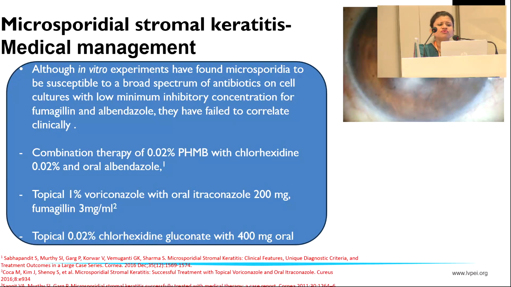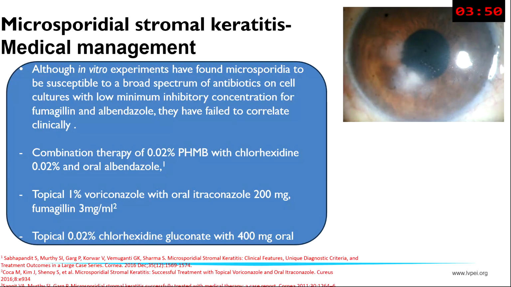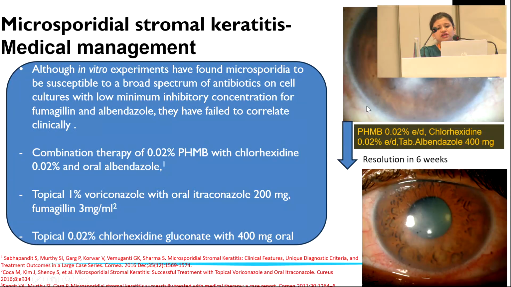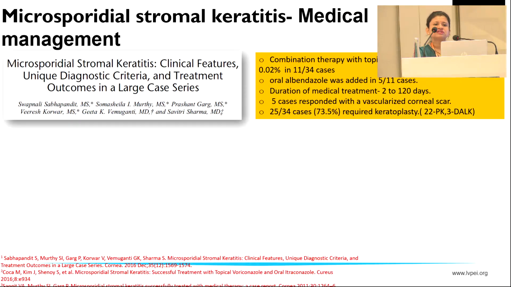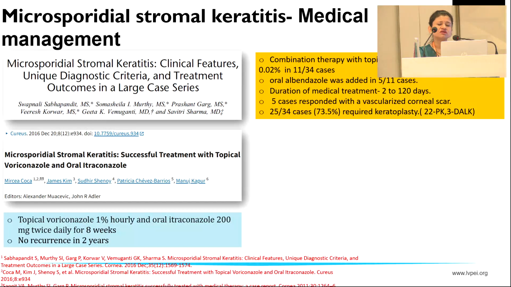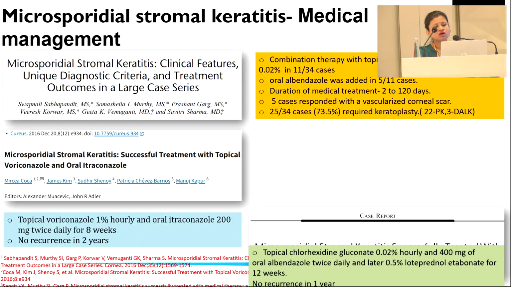Although in vitro experiments have found a wide range of susceptibility for this organism, it does not match with the clinical response. A combination of 0.02% PHMB or chlorhexidine along with oral albendazole has been tried. As you can see in this patient with moderate MSK, recovery occurred in 6 weeks of this therapy. Similarly, there have been several case reports of using topical voriconazole along with oral itraconazole or albendazole.